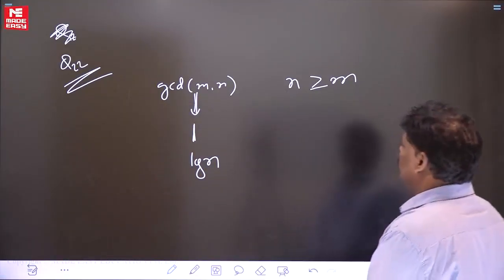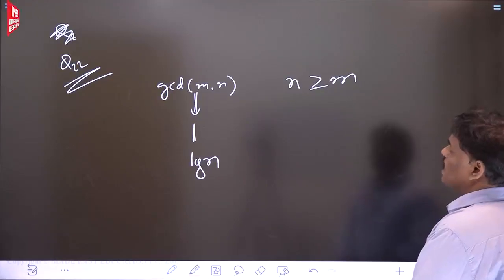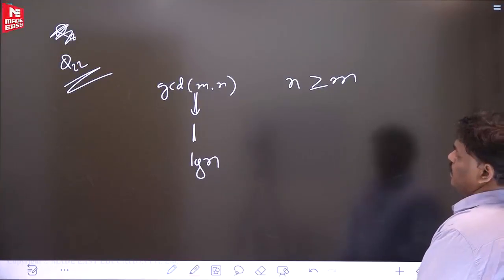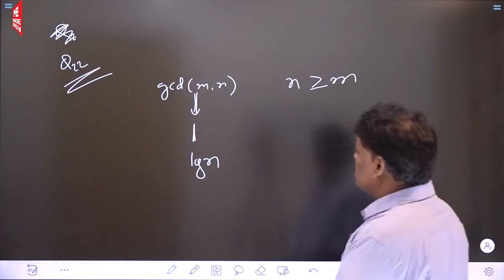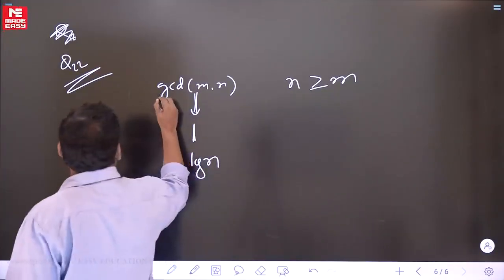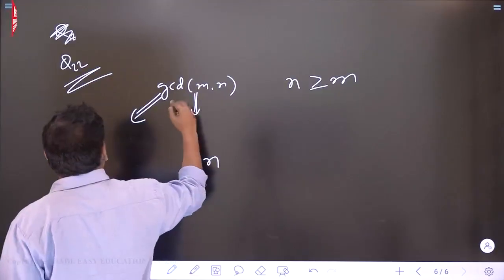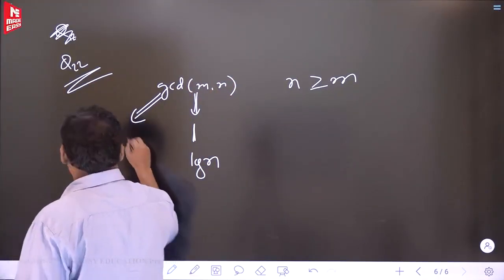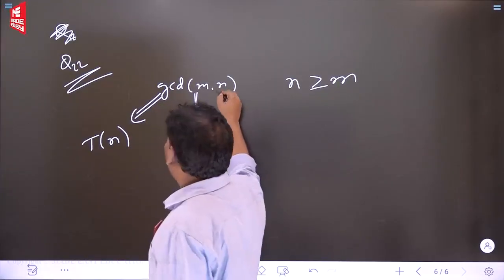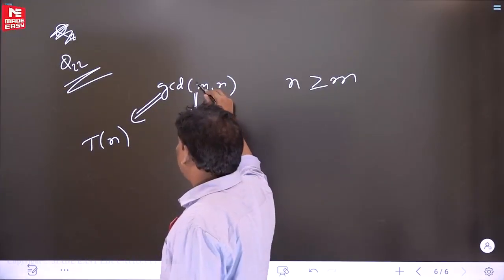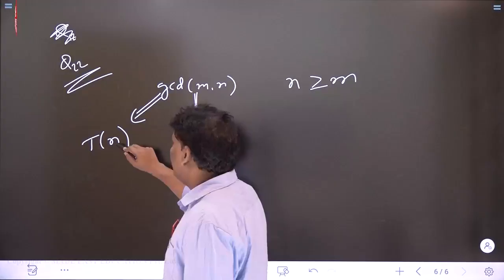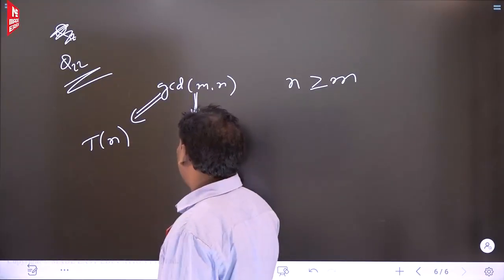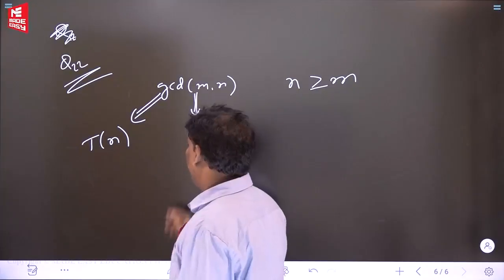GCD function, how many function calls? Best case one function call, worst case log n function calls. Assume that for the recursive program GCD of m comma n, the number of recursive calls is Tn. Tn minimum value is 1, Tn maximum value is log n. Maximum value log n means what? Worst case log n. Best case 1.